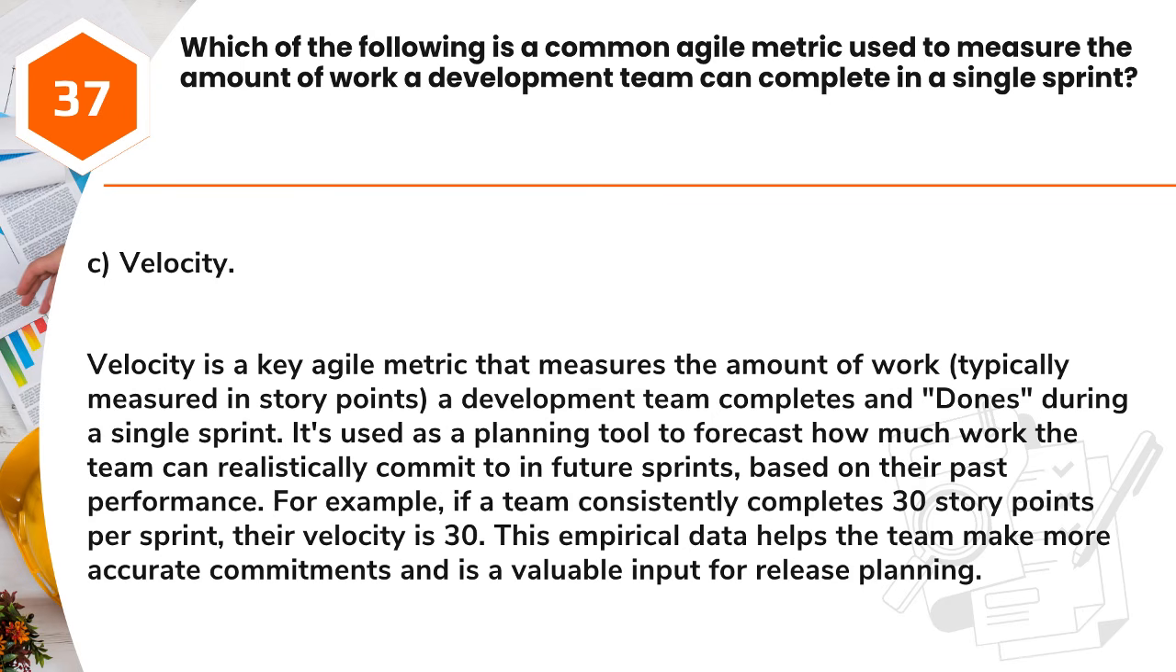Answer: C. Velocity. Velocity is a key Agile metric that measures the amount of work, typically measured in story points, a development team completes during a single sprint. It's used as a planning tool to forecast how much work the team can realistically commit to in future sprints, based on their past performance. For example, if a team consistently completes 30 story points per sprint, their velocity is 30. This empirical data helps the team make more accurate commitments and is a valuable input for release planning.